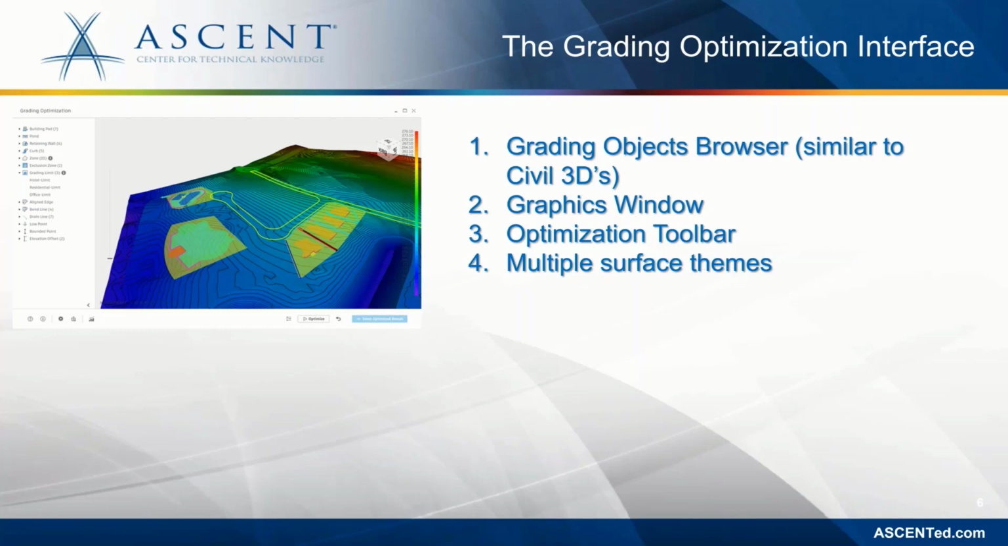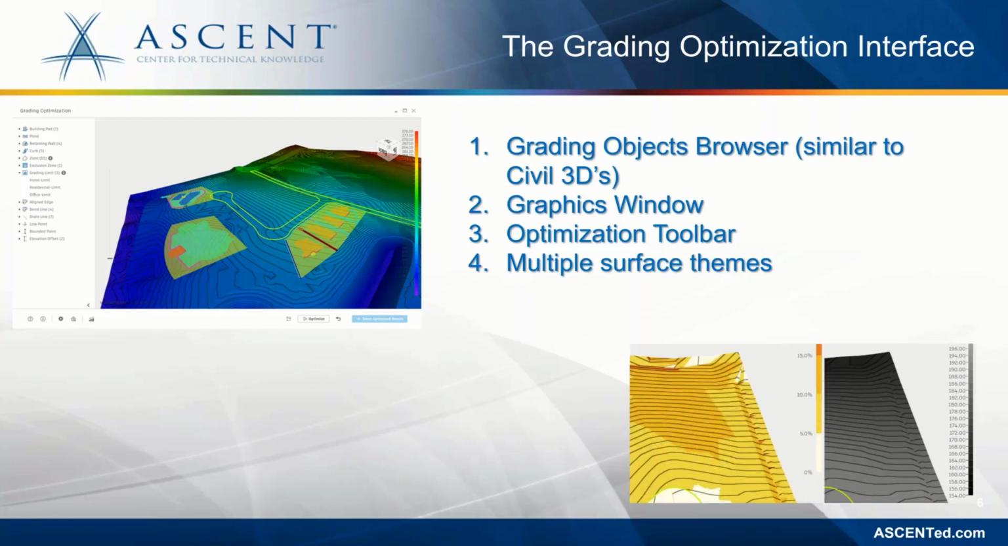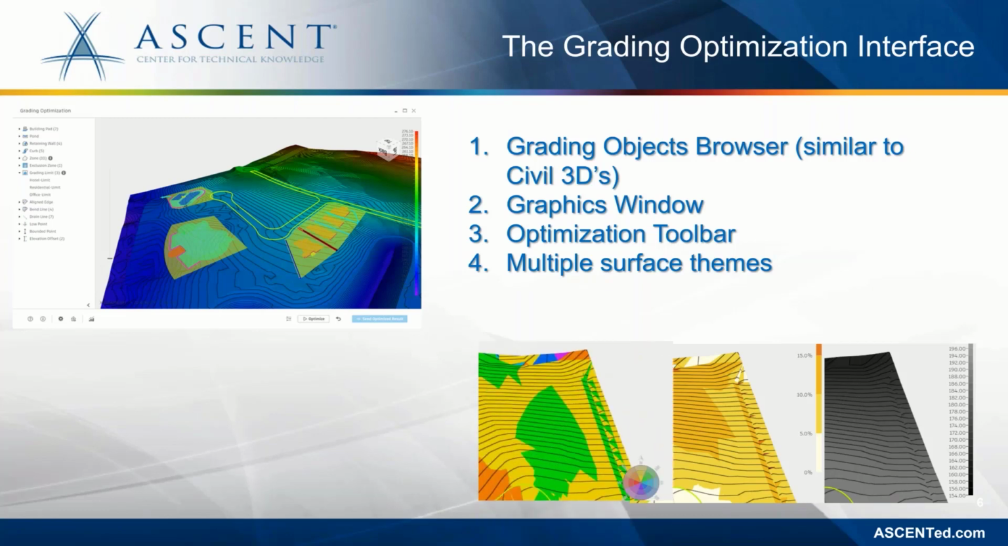And we have a variety of surface themes that we can assign to the surface. For example, just a regular old monochrome one. We can assign different slopes, and we can actually assign the slope values as it's being graded. We can assign the aspects so that every underlying triangle of the surface will be colored according to the direction that it faces.